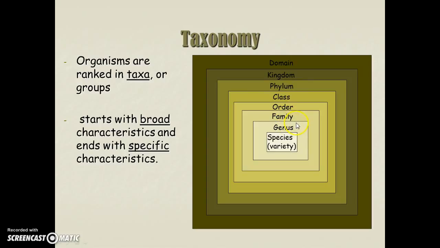Then you get to the two groups that make up the name of an organism, the genus and then the species. So: domain, kingdom, phylum, class, order, family, genus, species. That is the order of taxonomy when classifying organisms.